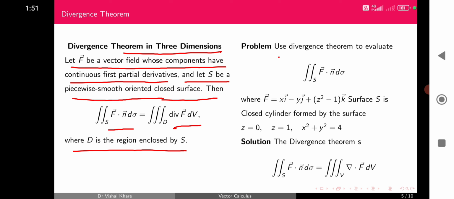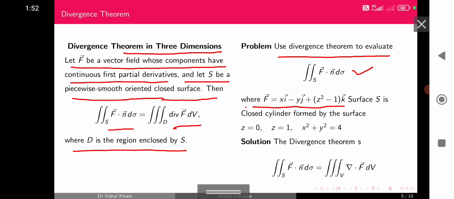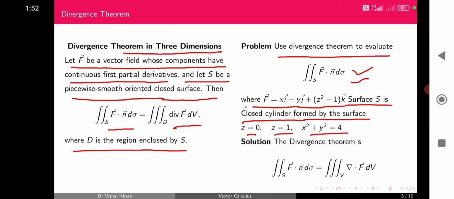We'll see one example. Use the divergence theorem to evaluate double integration f dot n vector d sigma over surface S, where f is equal to x i minus y j plus z square minus 1 k, and surface S is a closed cylinder formed by the surfaces z equal to 0, z equal to 1, x square plus y square equal to 1. To solve this double integration, we'll use the divergence theorem. Double integration is equal to this triple integration del dot f vector dv.